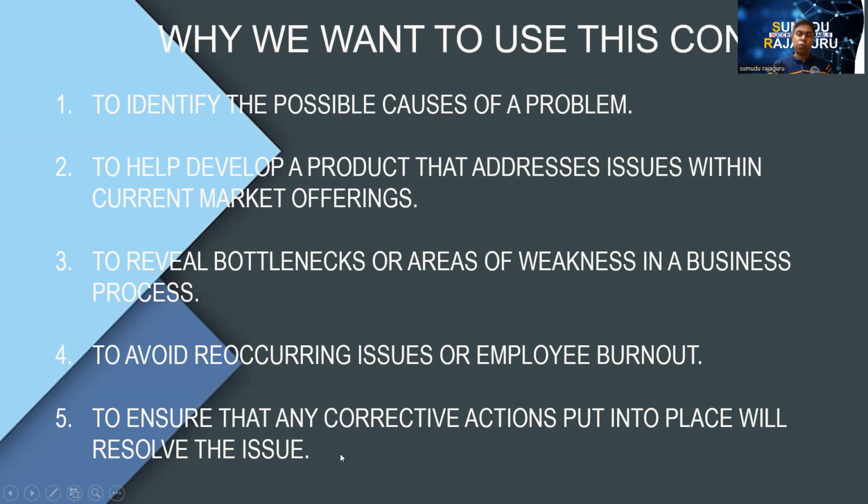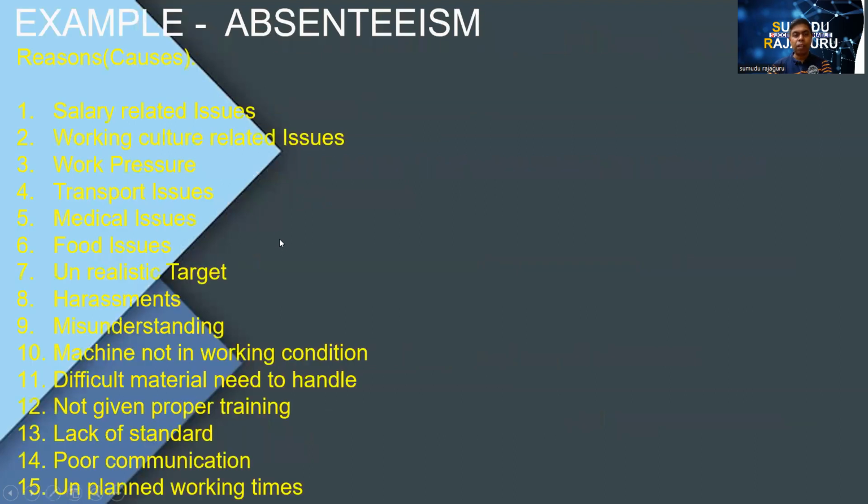If you want to find out the corrective actions, the first thing is we have to find out the causes. So we can use the fishbone diagram to find out the causes and categorize them. These are the reasons why we want to use this concept. Now I am going to discuss some examples with you.